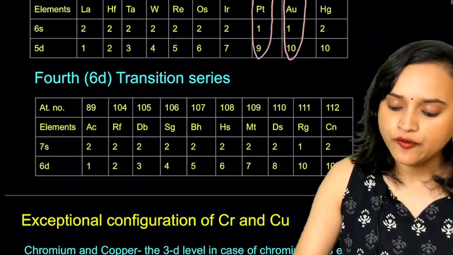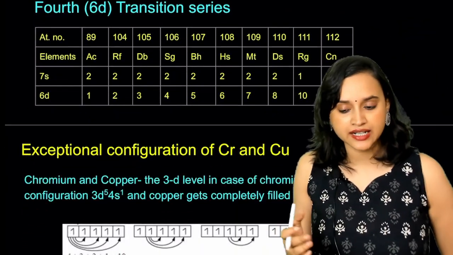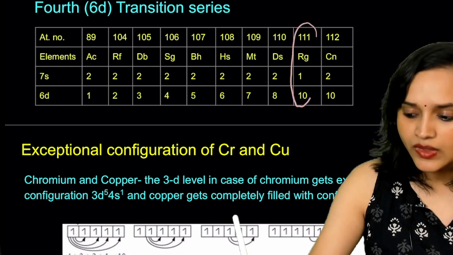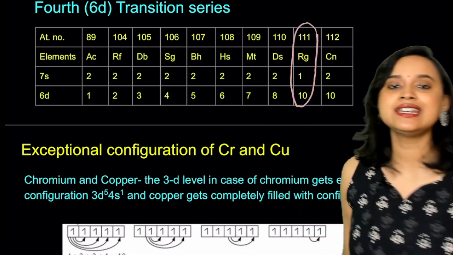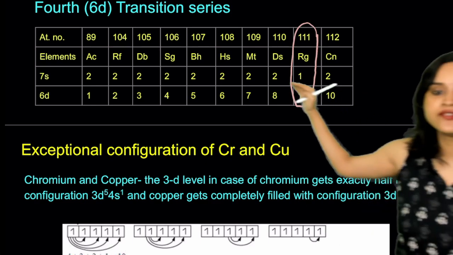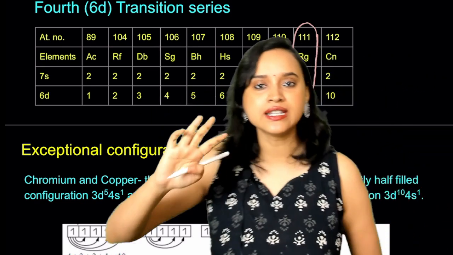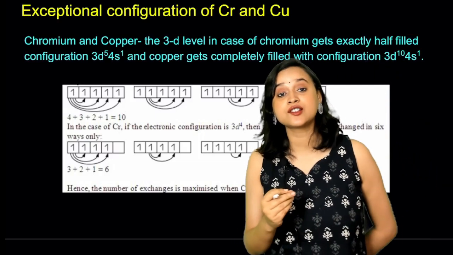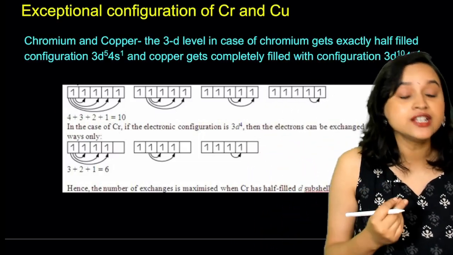Next, coming to the fourth transition series, that is your 6d series. Herein, you just have to remember Rg. Rg has only 1 electron in the 7s. Otherwise, everybody else has 2 electrons in the 7s. All right, everybody?